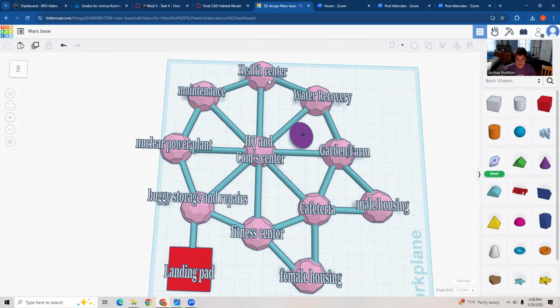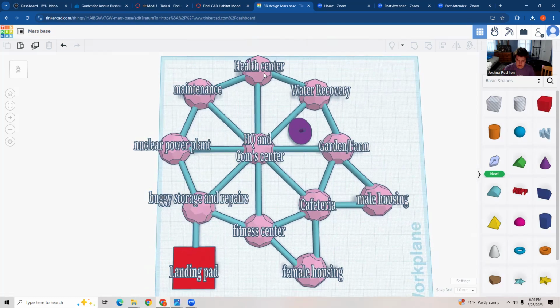We have the Health Center, and this is mainly where any radiation poisoning that astronauts get from staying outside too long, as well as any injuries that they sustain, will be treated. This is basically the hospital. We have the HQ and comm center, and that includes the satellite, which is what we'll be using to send messages to and receive messages from Earth. Inside the comms and HQ centers, we have all the basic requirements of what we need.